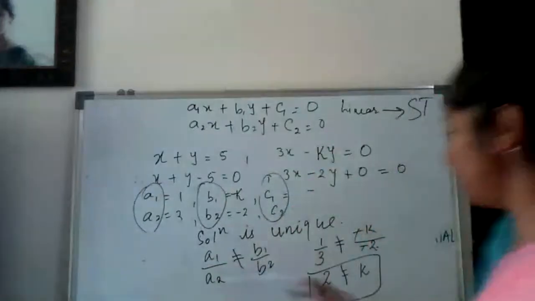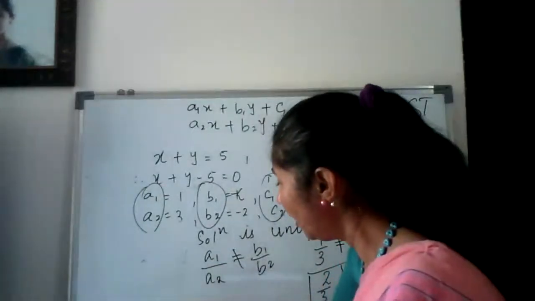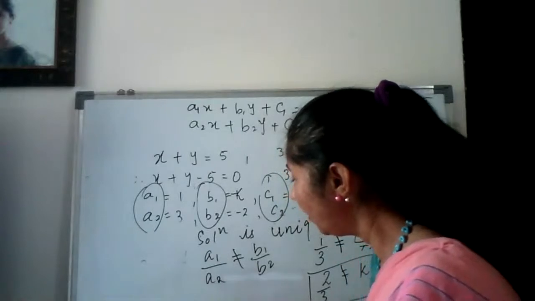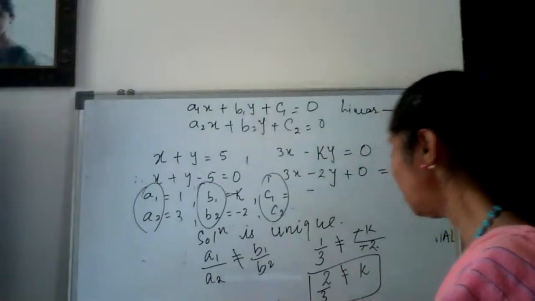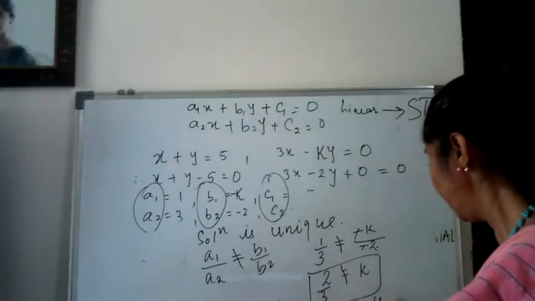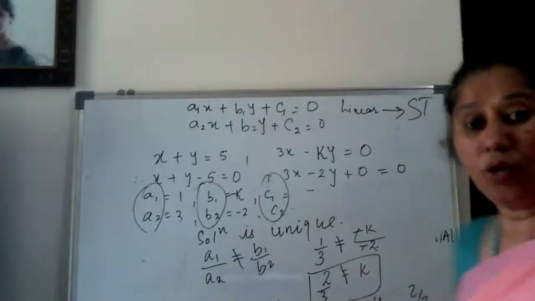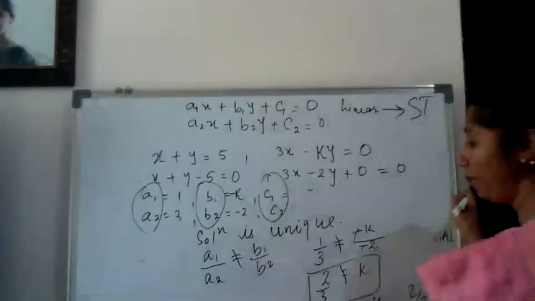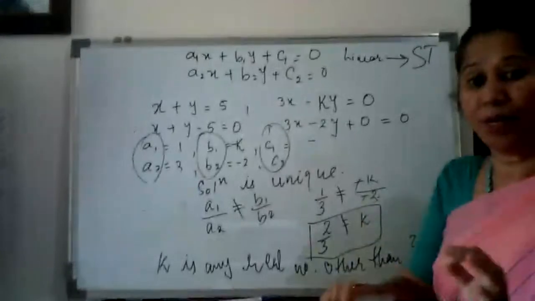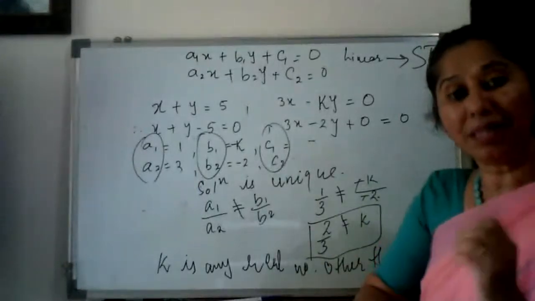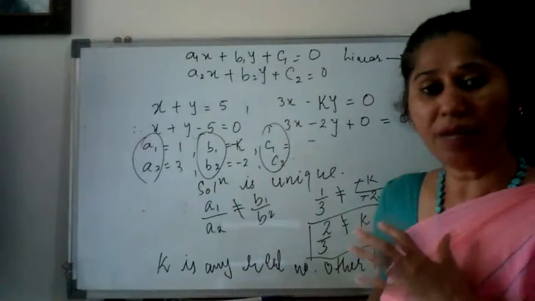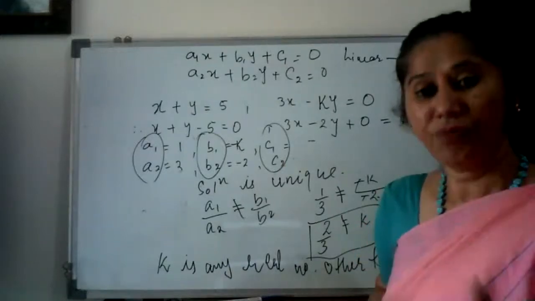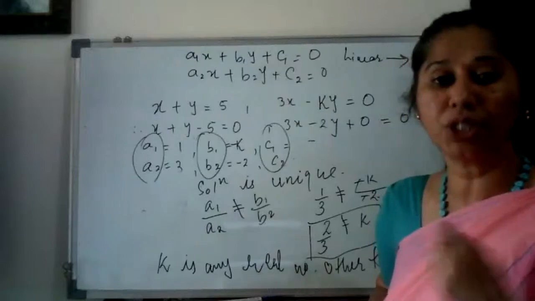So here the answer says k is any real number other than 2/3. I hope you got this. What does it say? That k is any real number other than 2/3. Please, please remember this answer, like how to write the answer when the solution is unique. This is hardly a 2 marks question. I know it's very little, but it's one of the scoring questions if it comes.